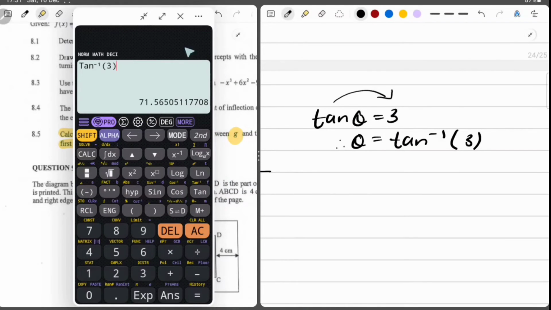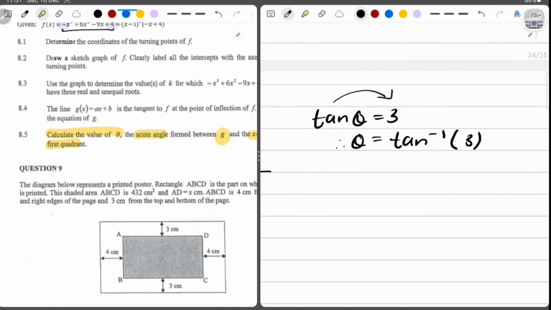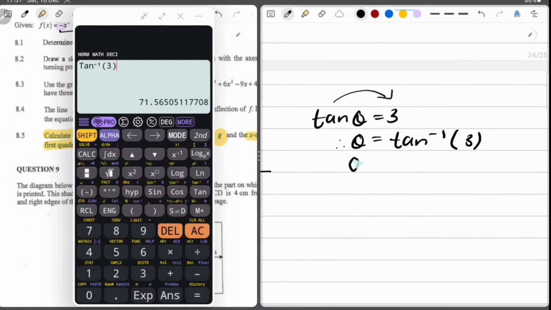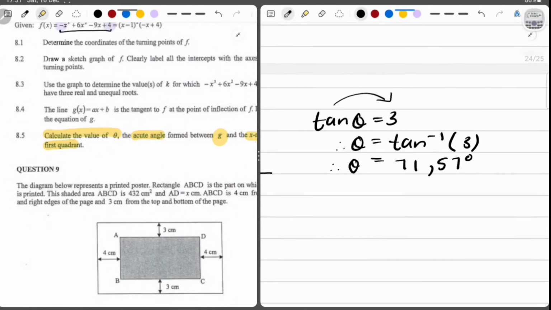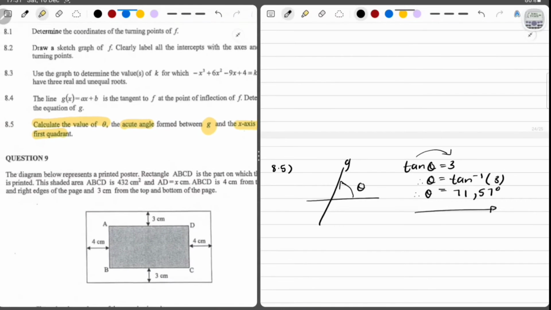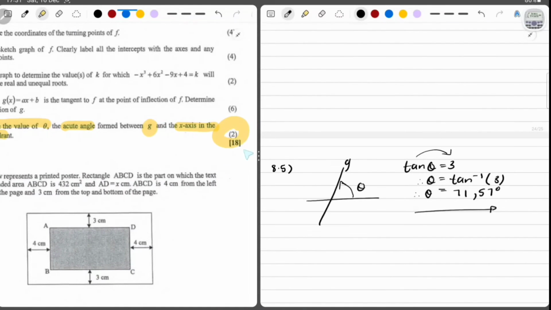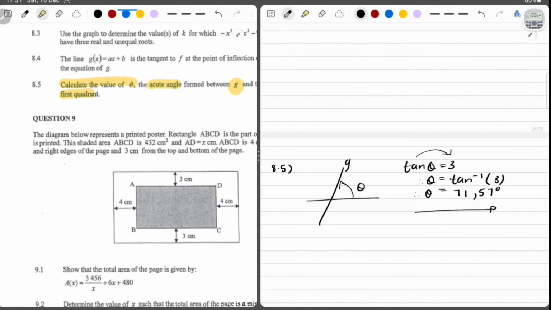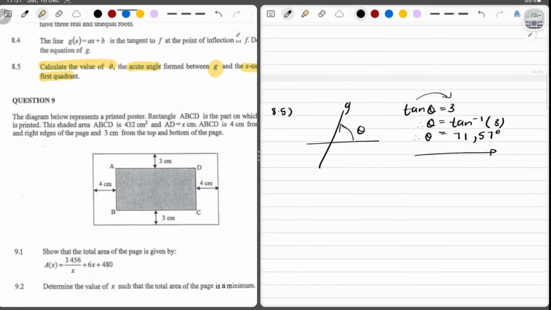Okay, so did they say anything about rounding off? No, nothing like that. Okay, so theta is finally just equal to, we'll round off to 2 decimals, 71.57 degrees. Okay, so that is that. It seems like a question they just decided to throw in. That would really just help. It's 2 marks. It's a good question to at least just throw in to help to increase the mark.